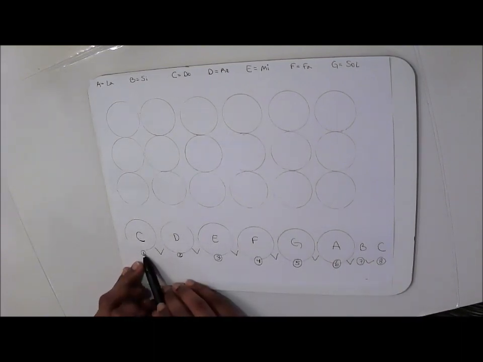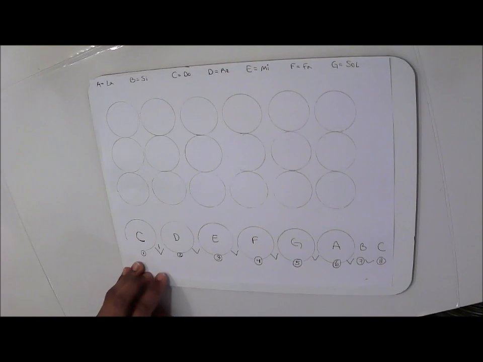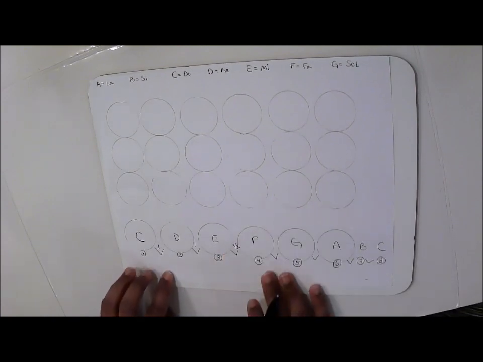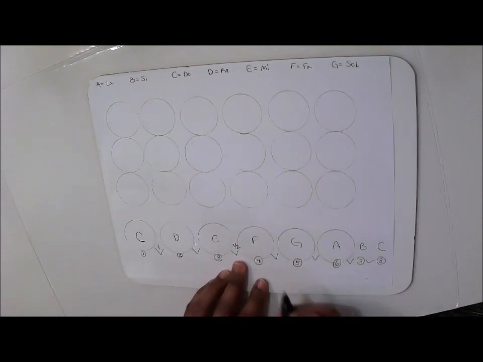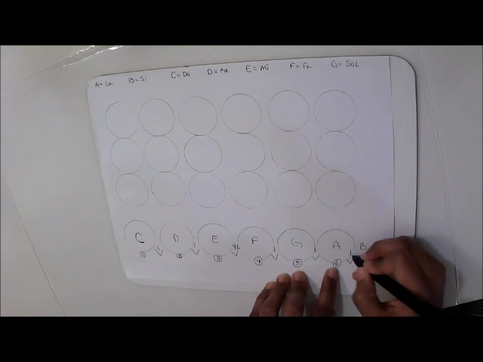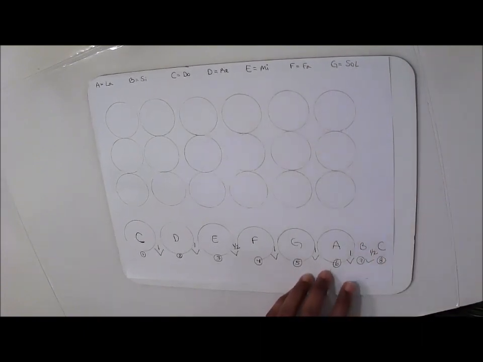So from the first to the second, or from 1 to 2, I have one tone. From 2 to 3, one tone. From 3 to 4, I have a semitone. From 4 to 5, I have a tone. From 5 to 6, I have a tone. From 6 to 7, I have a tone. From 7 to 8, I have a semitone.